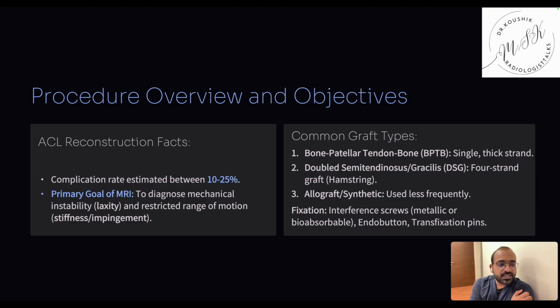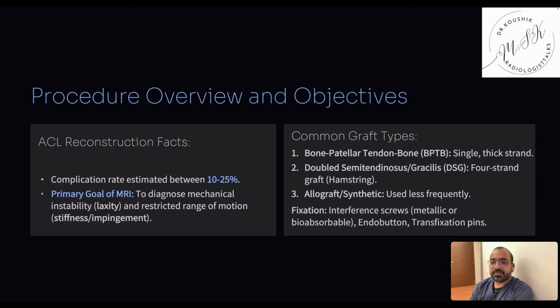Overall, the complication rate is around 10 to 25%, whether you measure it as a minor complication or a major complication post ACL reconstruction. The primary goal of MRI is to diagnose mechanical instability and restricted range of movement. Instability is usually laxity, which is clinical laxity, and restricted range of movement is stiffness.